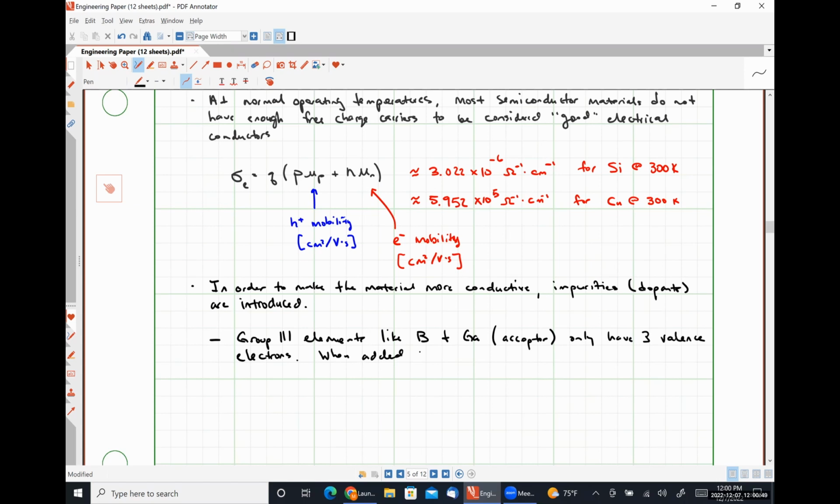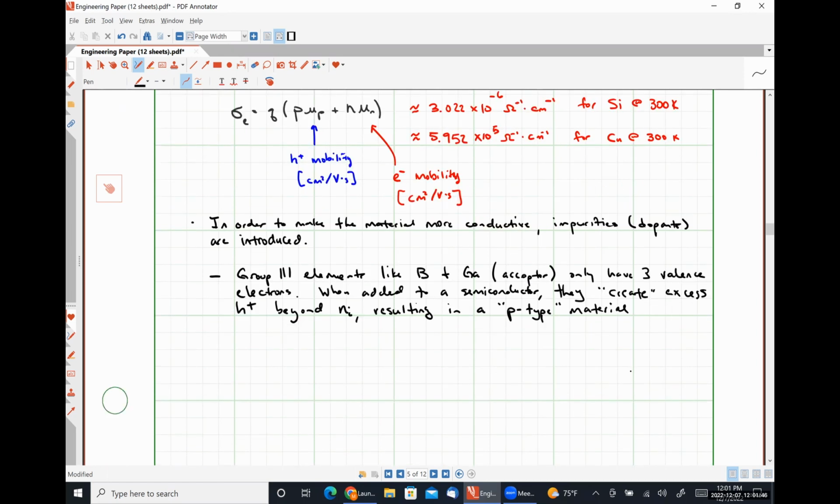When added to a semiconductor, they create, really more so donate, excess holes beyond the intrinsic carrier concentration, resulting in a p-type material.